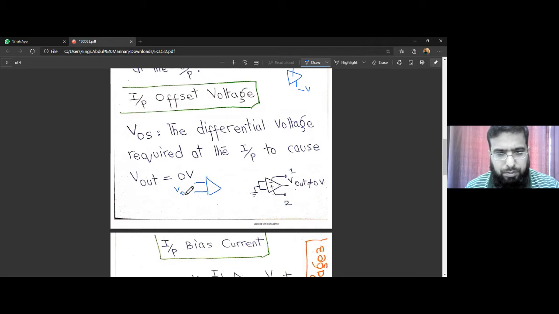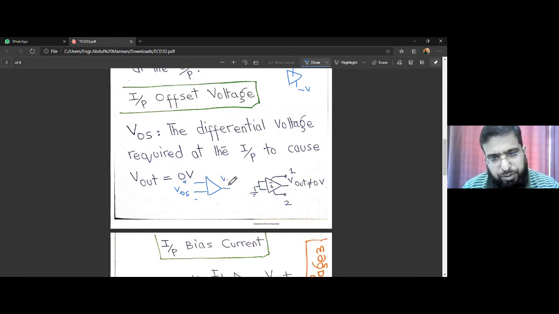VOS, offset. It's not output. This O doesn't stand for output, it stands for offset. This S stands for set. So VOS is actually an input voltage that we apply between the two inputs, the positive input and the negative input, and then we get V out equal to 0. The output voltage is equal to 0.